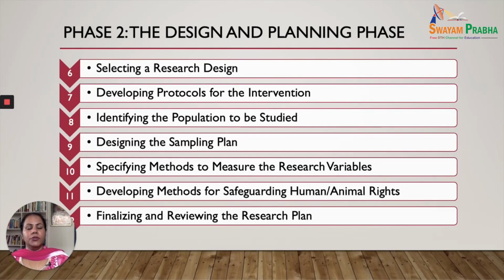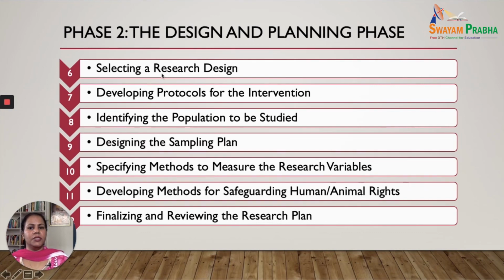Now coming to phase 2, right? Phase 2 is the design and planning phase. In this particular phase, the research design is planned and how the data will be collected, right? It will always depend upon your research question. Based upon your research question, you can design or plan the methodology of your research study. So it involves different steps.